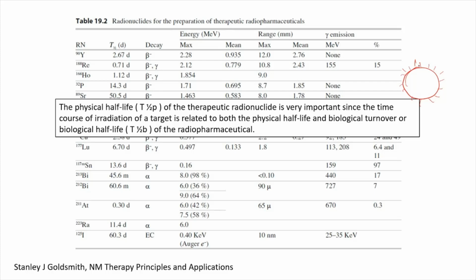One is what we call the physical half-life, and one is what we call the biological half-life. So the physical half-life of the therapeutic radionuclides is very important, since the time course of irradiation of a target is related to both the physical half-life and the biological turnover, or the biological half-life, of the radiopharmaceutical. Together we call these the effective half-life of a given radiopharmaceutical.